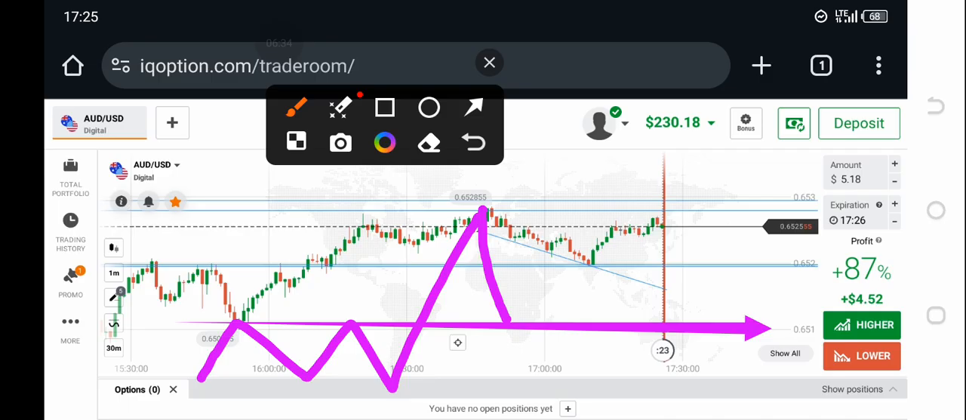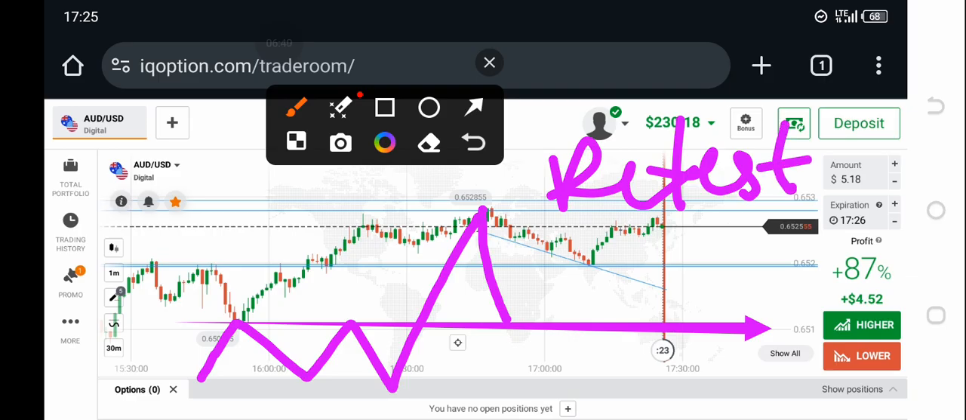This is what we call retest. Retest like this. It tests this same level of resistance again. So after testing the level, a strong level of resistance should be able to act as support.